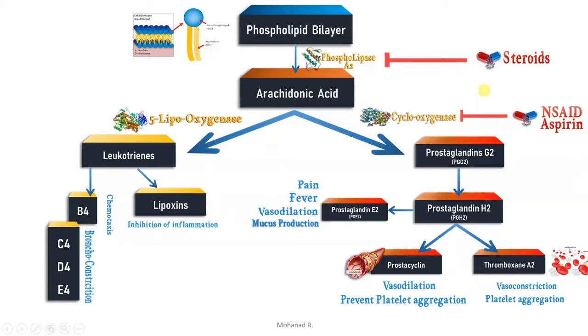However, there is some disadvantage of using these drugs because when blocking this pathway, prostaglandin E2 will not be formed, so mucus production is inhibited, thus may lead to a peptic ulcer.